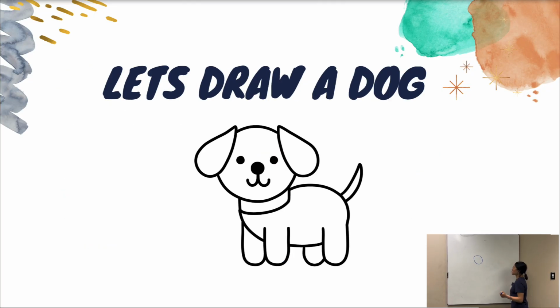First, start with a big circle. This circle will be the dog's head. Next, draw a teardrop shape on the left side and the right side. That will be the dog's ears. After, we will draw a circle in towards the left side of the big circle to be the left eye, and then on the right side so we can make the right eye. And both eyes should be colored in.